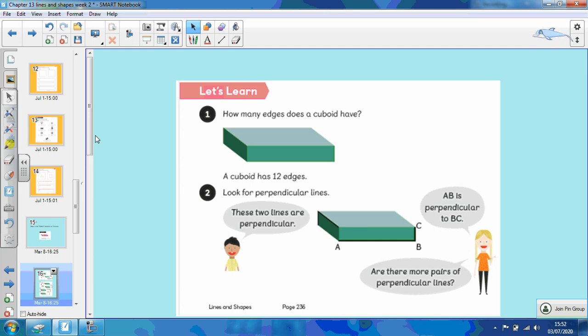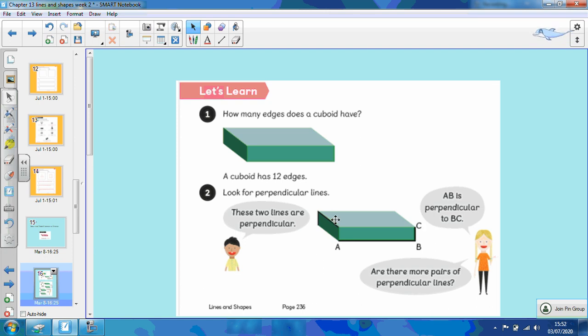Next then, did anyone spot any perpendicular lines? Okay, excellent, lots of you. Here's a couple of examples. So we've got AB, BC are perpendicular lines. Why are they perpendicular lines? Excellent, because they meet at a right angle. Here's the right angle that they meet at. So AB and BC are perpendicular lines.